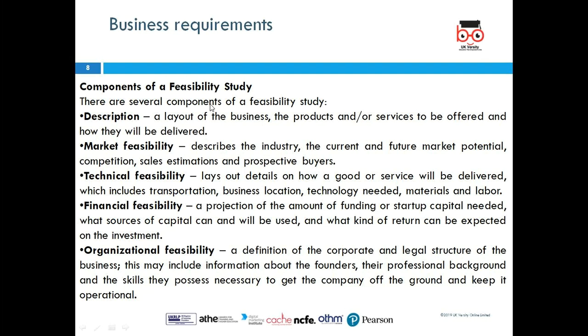This may include information about the founders, their professional background, and the skills they possess necessary to get the company off the ground and keep it operational. So if you have got any project that needs to be deployed into an organization, whether the organizational feasibility exists or not.